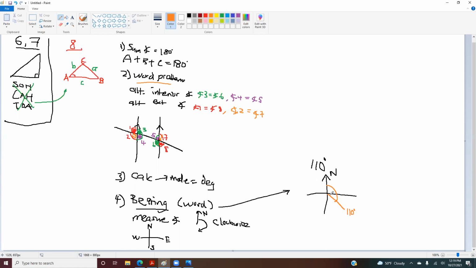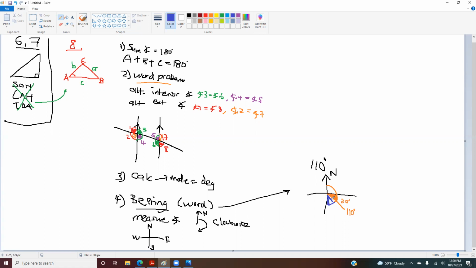Can someone tell me what this angle is? The one I colored in orange. What angle is this? Anyone? 20 degrees. 20 degrees. Very good. You need to know all this little stuff. I know it's easy, but a lot of students need to pick up.